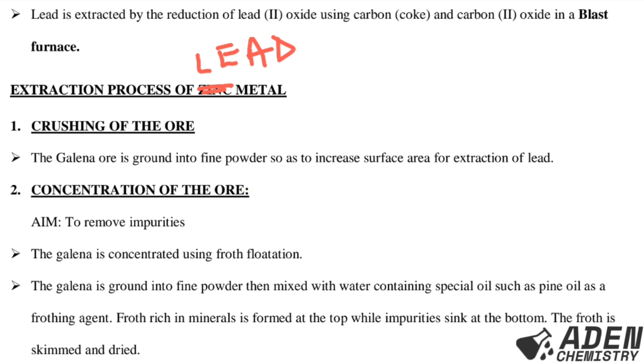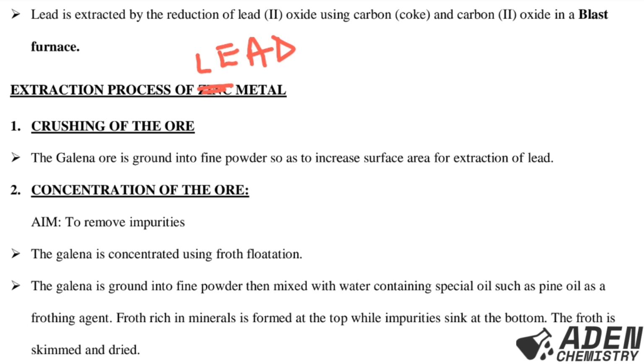The aim of concentrating an ore is to remove impurities, and we are saying the galena is concentrated using froth flotation. So let us see how it is concentrated, and we are saying the galena is ground into fine powder, then mixed with water containing special oil such as pine oil as a frothing agent.